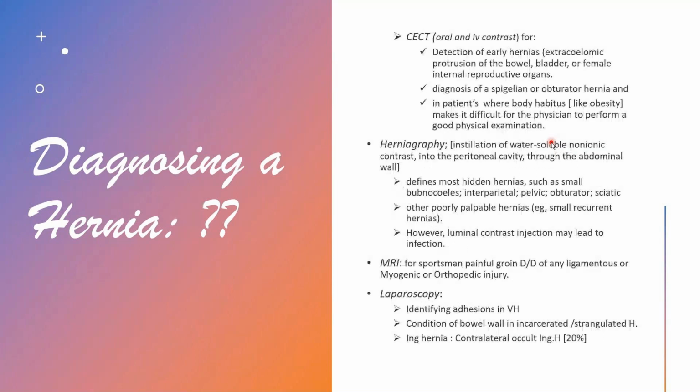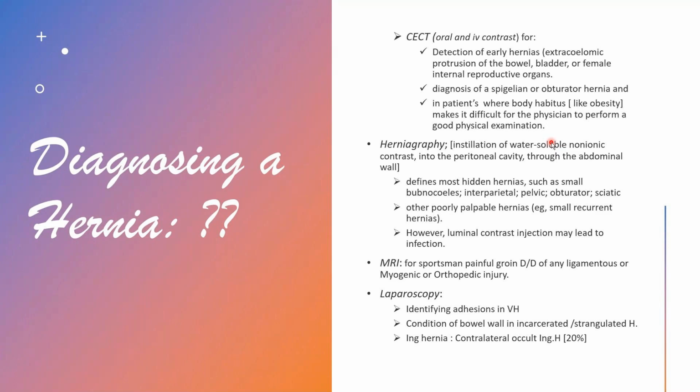What about a CECT, or contrast enhanced CT? Usually with oral and IV contrast, it is required where you want early detection of a hernia. I have a mild pain in the inguinal region. My doctor examined me. He said, you may or may not be having a hernia. It's not visible. That bulge is not visible.